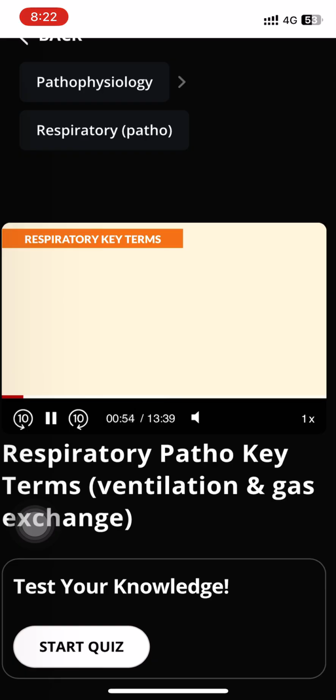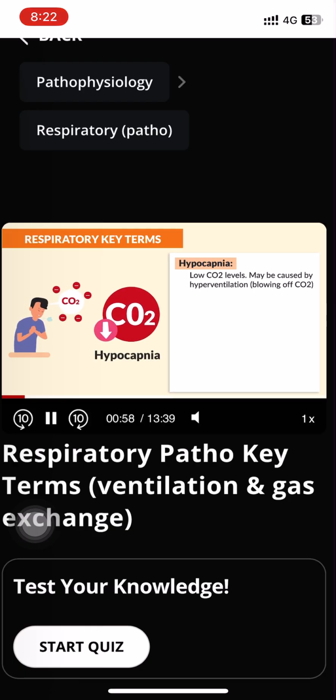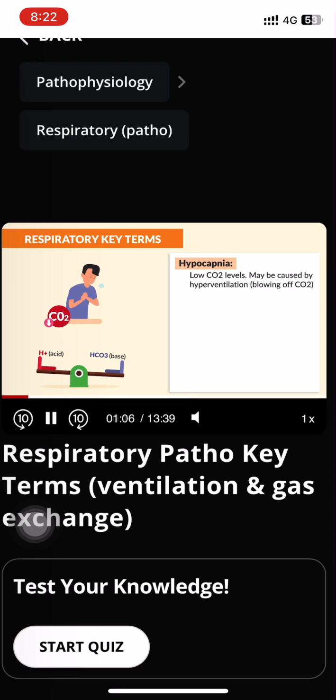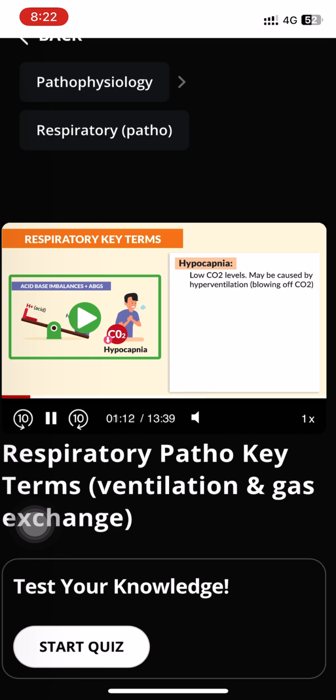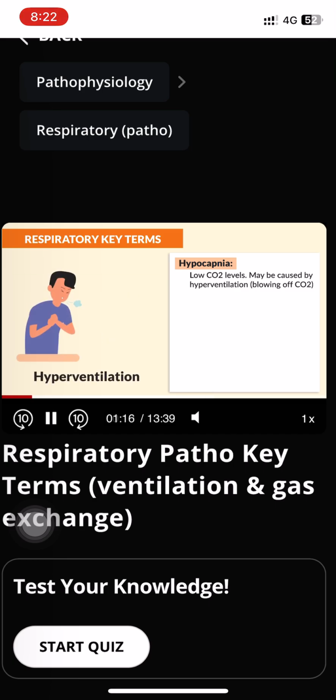Now on the other side of the coin here, hypocapnia, those low CO2 levels. This may be caused by hyperventilation, basically blowing off too much CO2. Eventually it pushes the body into respiratory alkalosis, that base state, which again we cover in detail in the acid-base lectures. But real quick, just think here. Hyperventilation, we're breathing too fast, right? We're basically panting like a dog. Ha, ha, ha.